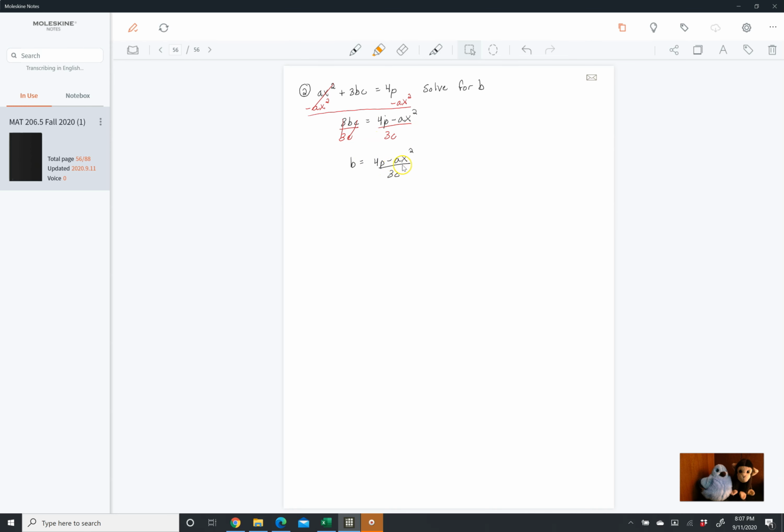There's nothing that every single term has in common. This is the only term with a p. This is the only term that has a multiple of 4. This is the only term with an a. This is the only one with an x. This is the only one at the bottom. This is the only one with a c. And it's the only one with a 3. There's nothing that all of them have in common. So this is our final answer.